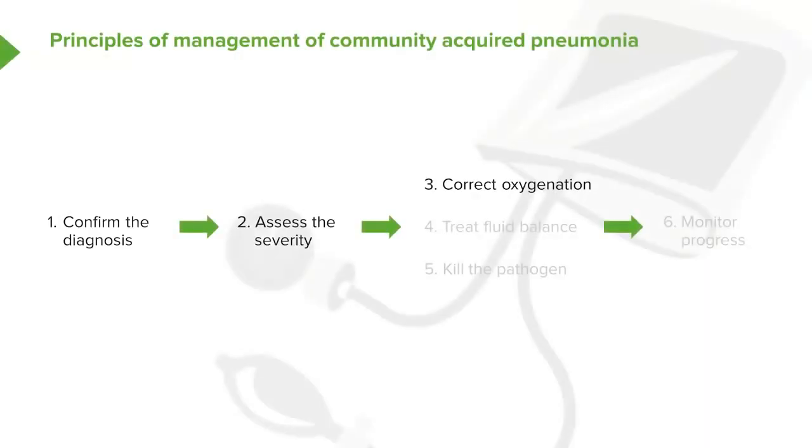Correct the oxygenation, because that's the risk for mortality. Treat the fluid balance. Again, hypotension is a risk for the patient. And three, clearly, it's an infection, and you need to kill the pathogen, and that's going to require antibiotics. And then you need to monitor to make sure that the patient's improving with whatever management you've instigated.